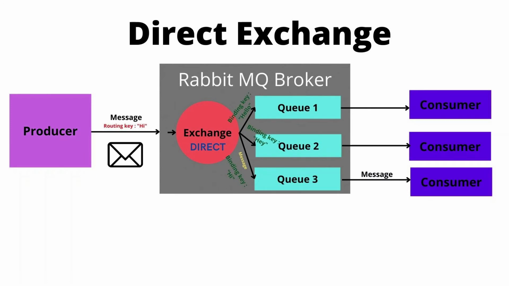Now, let's take a look at the direct exchange. Like before, we have the producer, we have the message being produced, we have the RabbitMQ broker, which contains the exchange and the queues, and we have the consumers that are listening to queues. However, this time, if we take a closer look at the message, we can see that we have an extra attribute, which is called routing key, which has a value of high.